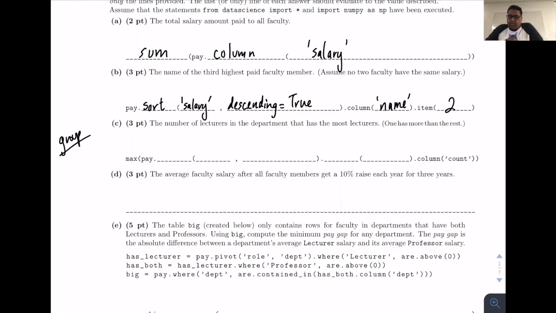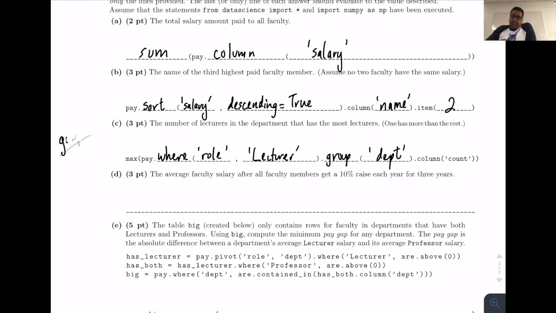So first we just want to pay the values of pay where they're only lecturers. We don't really care about associate professors or professors in this question. So here is a simple dot where the role is equal to lecture. All we care about is lecturers in this case. So we can just do pay dot where role is equal to lecture, and now what we want to do is group it by department.